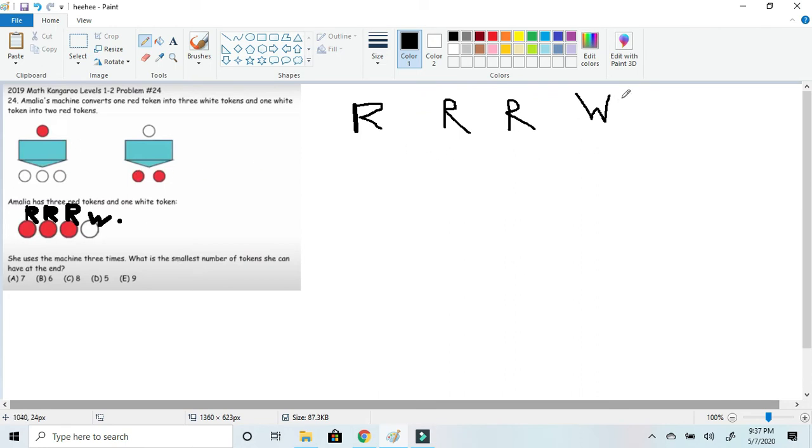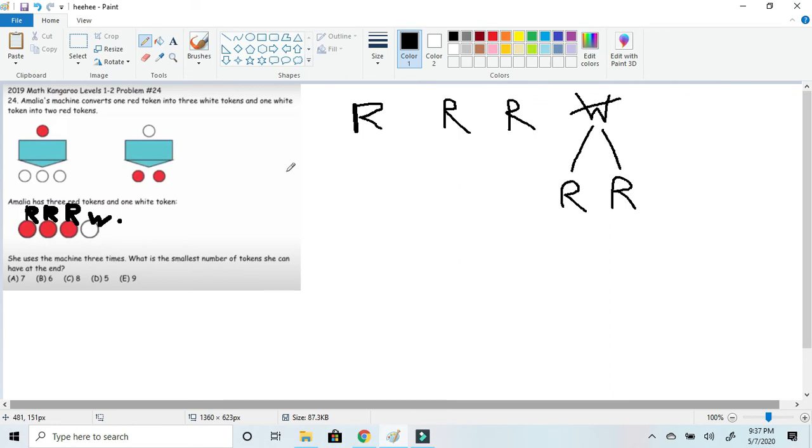To start this off, we'll be using the transfer from white to red, or W to 2 R's. So let's just draw that out real quick and get this. Okay, so we got this. And we have to cancel out this W since the W for white is now transferred into 2 R's.